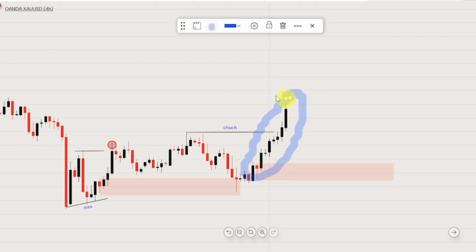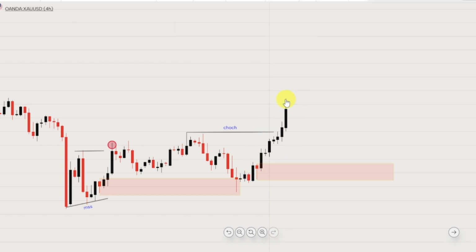All right, this is a strong momentum candle indicating that the zone is a very strong zone because of the candle that was pushing from the zone to the upside, causing the change of character.